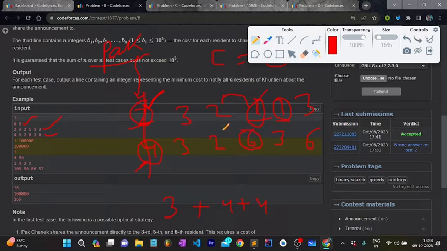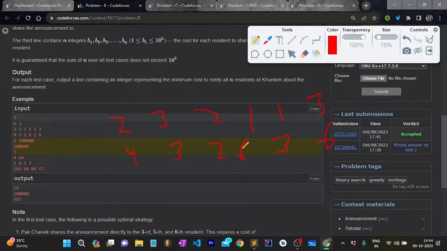What we have to do here is share the announcement to each and every person, all the n persons, while minimizing the cost. This is the cost which we have to minimize, and everyone should have the announcement. This is all about the problem statement, and let's try to understand the logic part of this problem, how we can approach this.